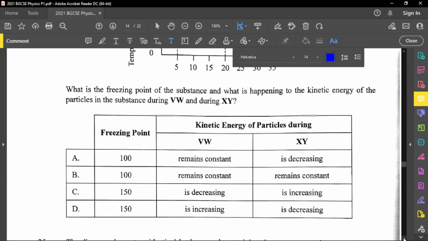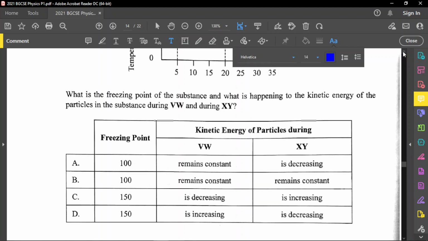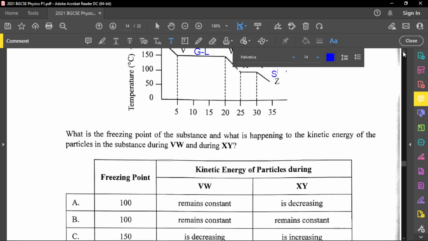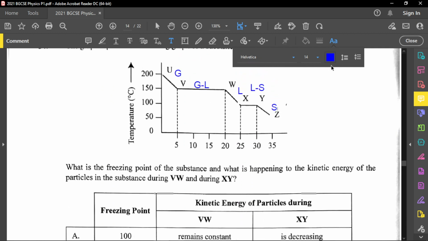All right, and what we're looking for is, what is the freezing point of the substance at X? And what is happening to the kinetic energy of the particles of the substance between V, W, and X, Y? So let's look at the freezing point first. The freezing point is when it actually changes into a solid, okay? So let's go to that real quick. So when does it become a solid?